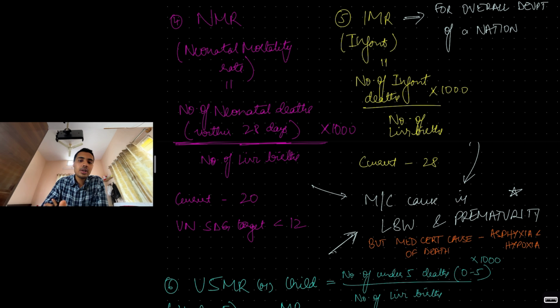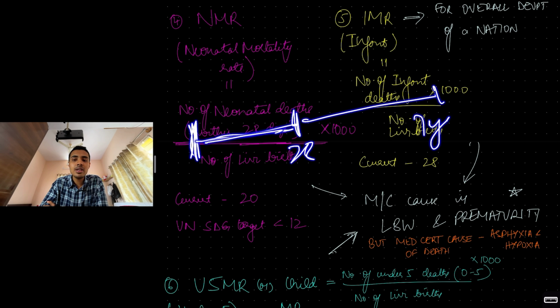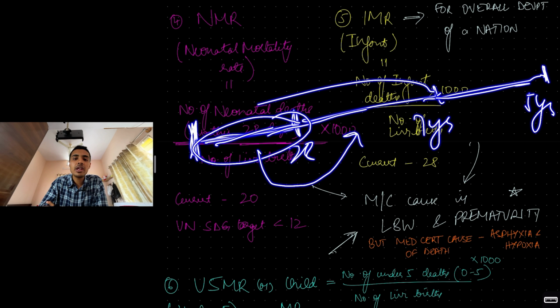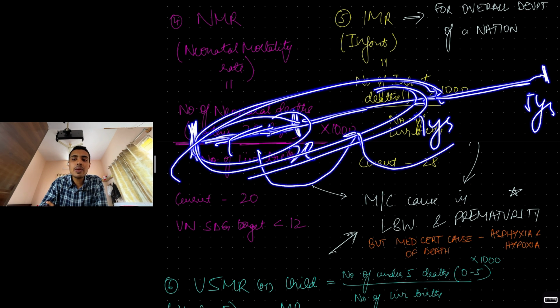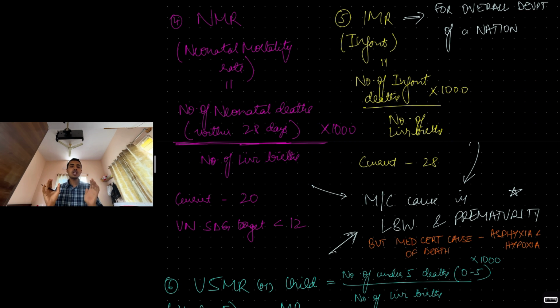Now, one thing you need to know is, see, if a baby is born here, then for the first 28 days, neonate. For the first 1 year, infant. And then up to 5 years is under 5 years. So, what you should understand is, neonates are a part of infants. Neonatal period is a part of infant period. Infant period is a part of under 5 period. That is what you should understand.